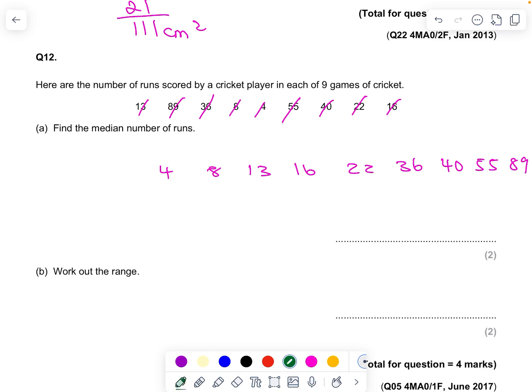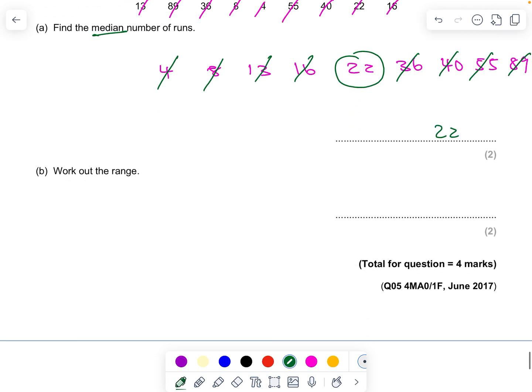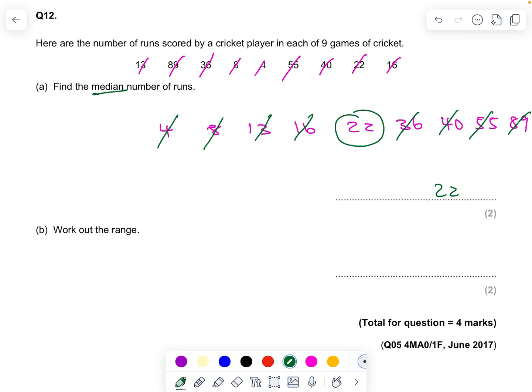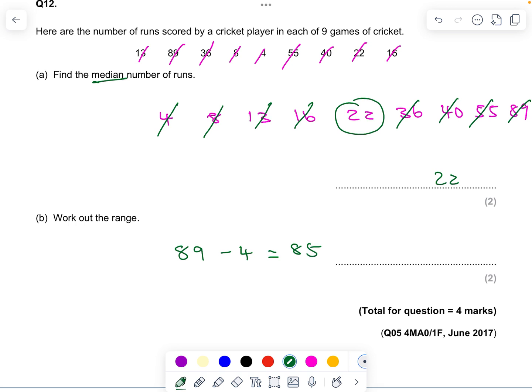And let's find the middle number then. So remember the median is the middle number after I've put it in order. So cross off first and last, another first and last, another first and last, another first and last, and the middle is here at 22. And finally the range. So we need to do the biggest, take away the smallest. So 89 take away 4 is 85. And that's the end. We're finished.